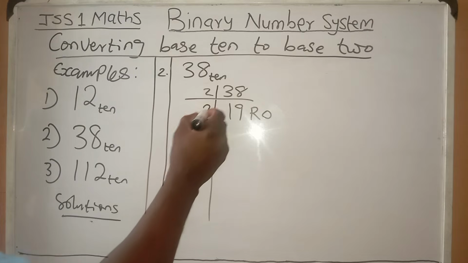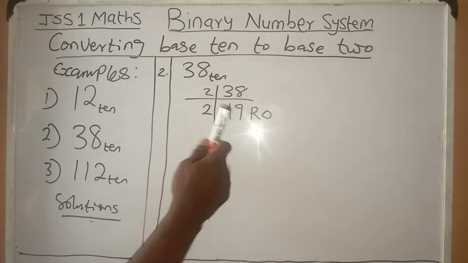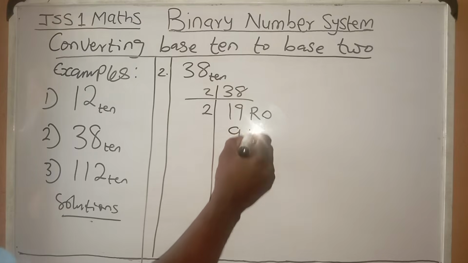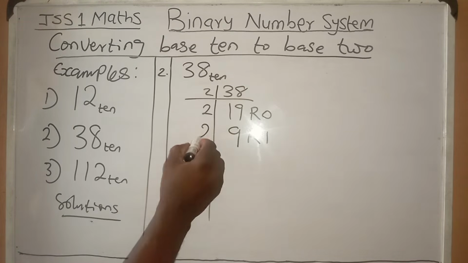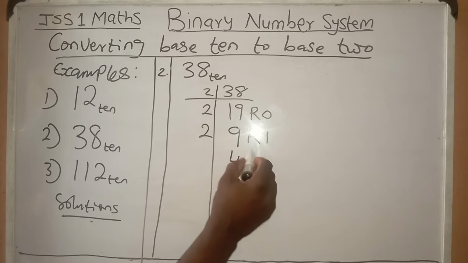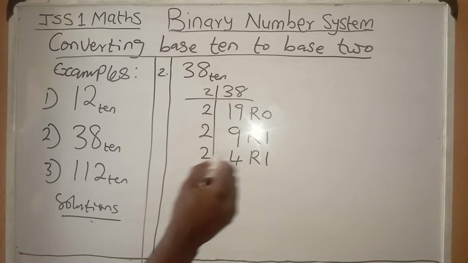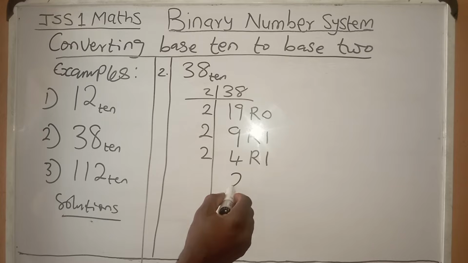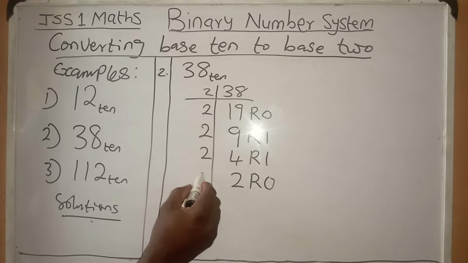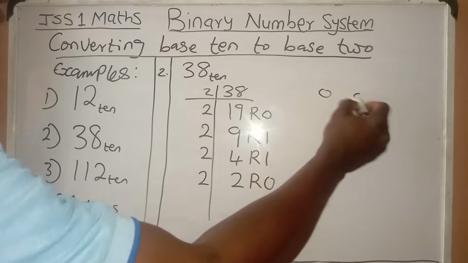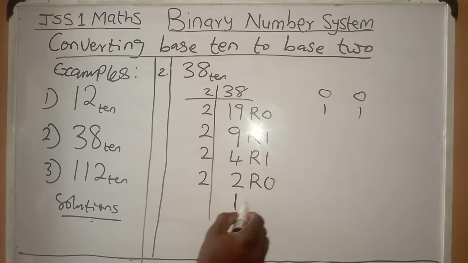Okay, 2 divide 19. If you use the same method of using 2 heads to divide, 2 divide 19 will give us 9, remainder 1. 1 will remain this time. Then 2 divide 9 will give us 4, remainder 1. Then 2 divide 4 will give us 2, remainder nothing. Then 2 people dividing 2, it gives them 1 each. Nothing will remain. So that will be 1.